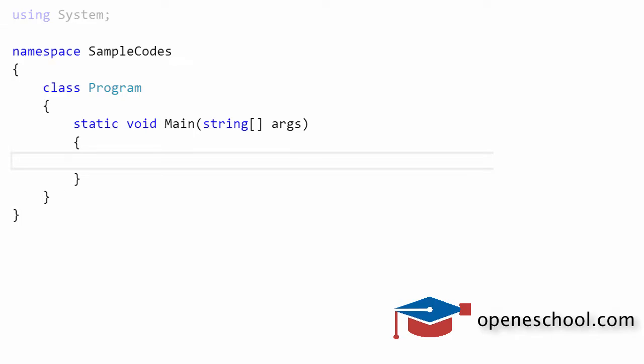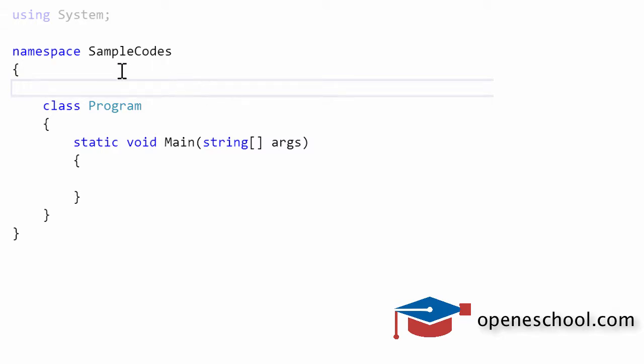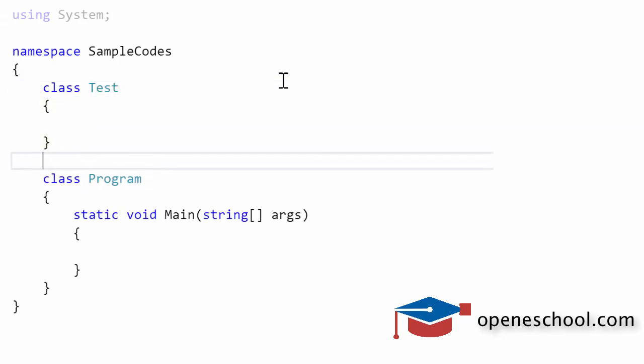In this short video tutorial, we'll learn how to create data members in a class using C Sharp. So let's first create a class. We are creating the class in the same namespace in which we have the main function and the program class. So let's create a class and give it the name test.